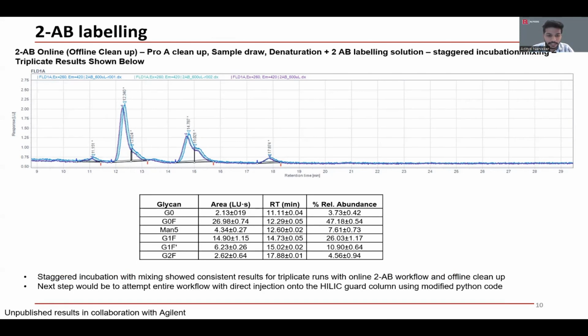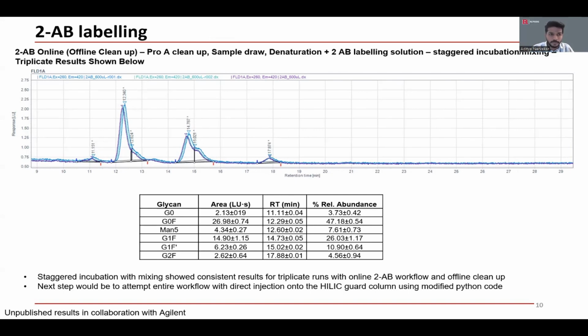These are the different glycans detected, ranging from G0, G0F, MAN5, G1F, G1F prime, G2F. The top 4 glycans are detected. Along with those, the minor glycans like G0 and MAN5 are also being detected. Some of the changes that were made to the workflow, like staggered incubation instead of continuous 2-hour incubation, and mixing between the steps, all helped in having an appropriate setup of this whole workflow. The next step is obviously to try the entire workflow in conjunction with HPLC in an online manner.